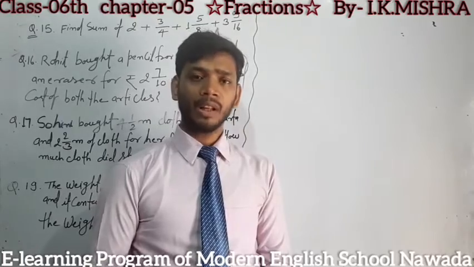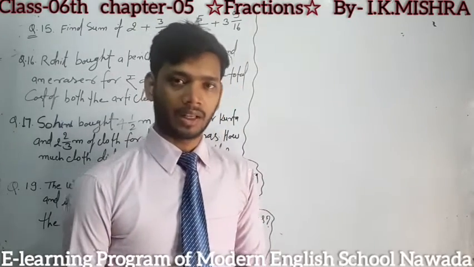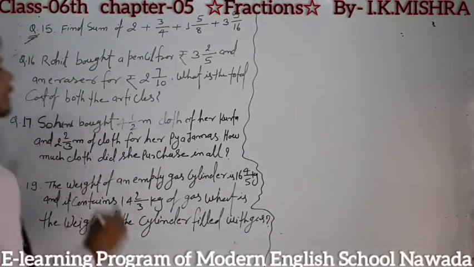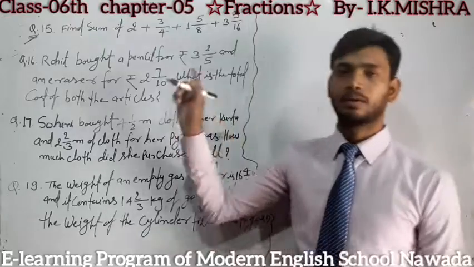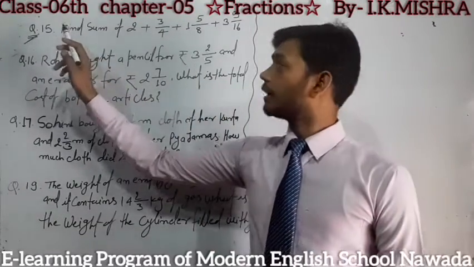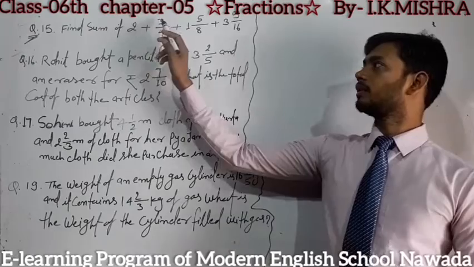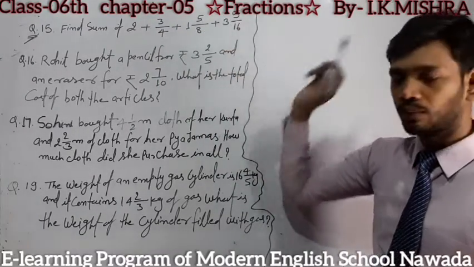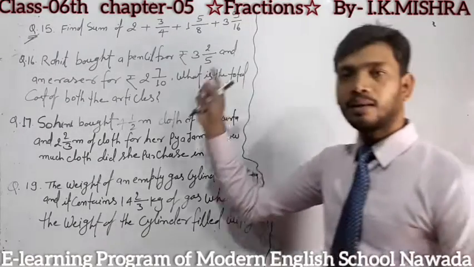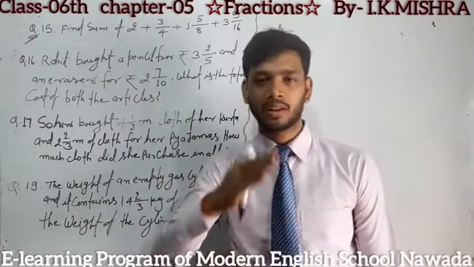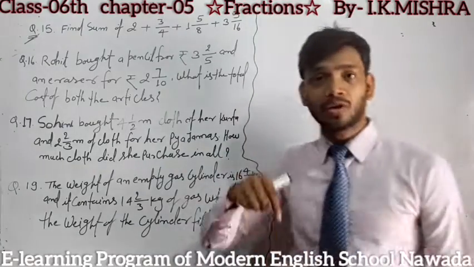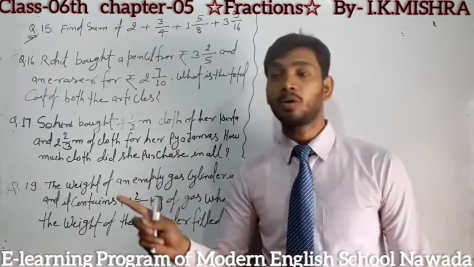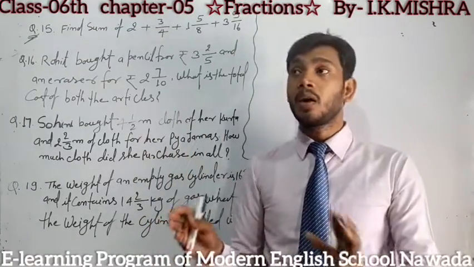Students, now let us start the exercise. Here is question number 15 of exercise 5E. Find the sum of 2 plus 3 by 4 plus 1 whole 1 by 5, 1 by 8 plus 3 whole 5 by 16. Now friends, I think this type of question is already discussed in your explanation video. If you didn't watch that video carefully, then watch it carefully and understand the process.